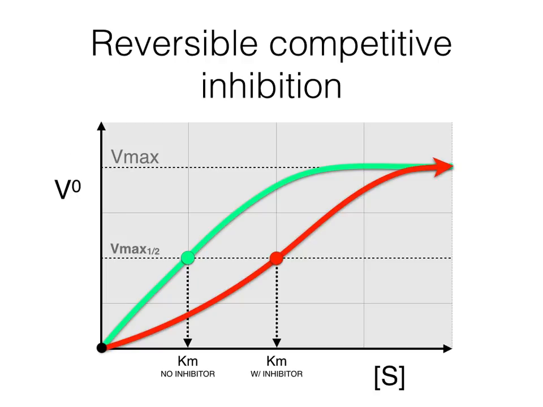So if you graph this, the green line without the inhibitor and the red line in the presence of the inhibitor, in the presence of the inhibitor, we can still reach the original Vmax, but it will take a lot of substrate. So we say that the Vmax is unchanged, but if you notice, the Km is apparently increased in the presence of the competitive inhibitor.